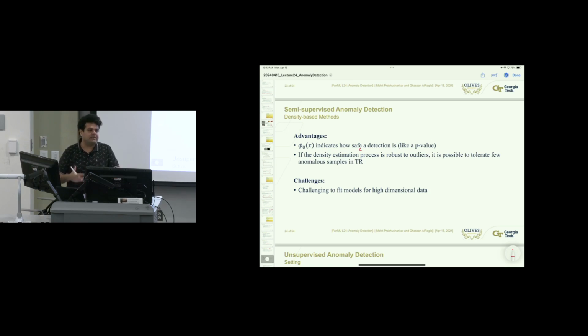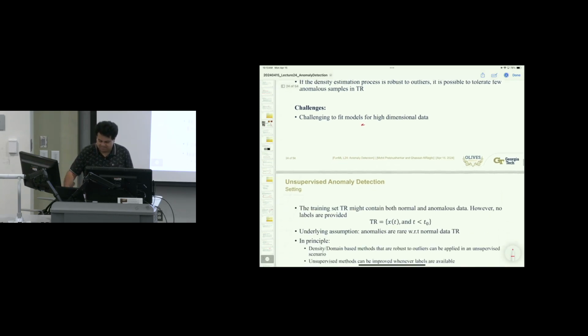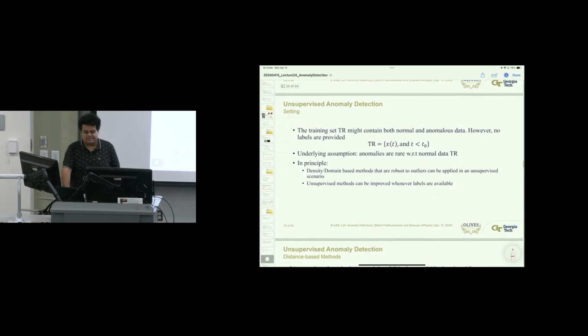You can tell someone that you're 3 standard deviations away from normal. Let's say in fraud detection in financial transactions, if the transaction that you have done is 3 standard deviations away from what you normally do, it's easy now to construct or explain this kind of a decision from a model. So density-based models are a very safe method for doing anomaly detection, but they come with their own challenges as well.